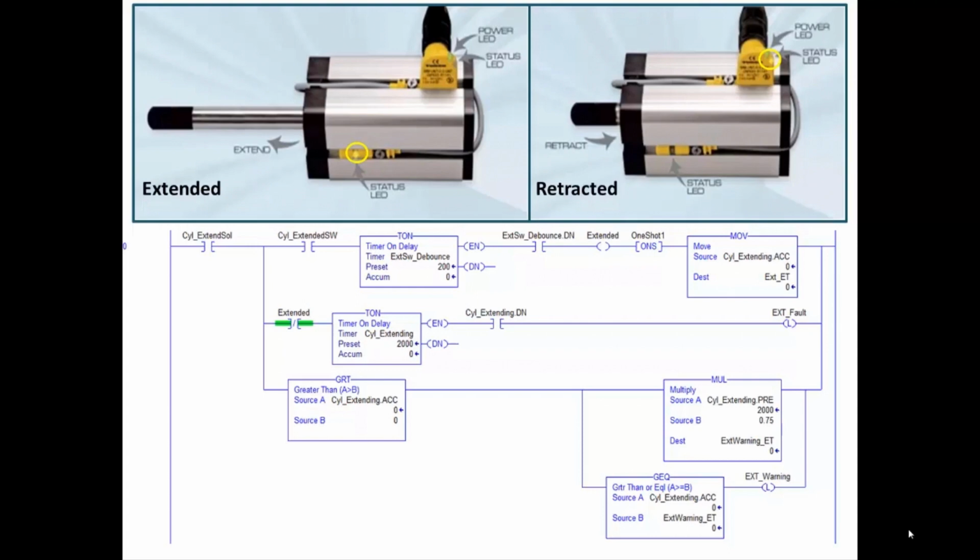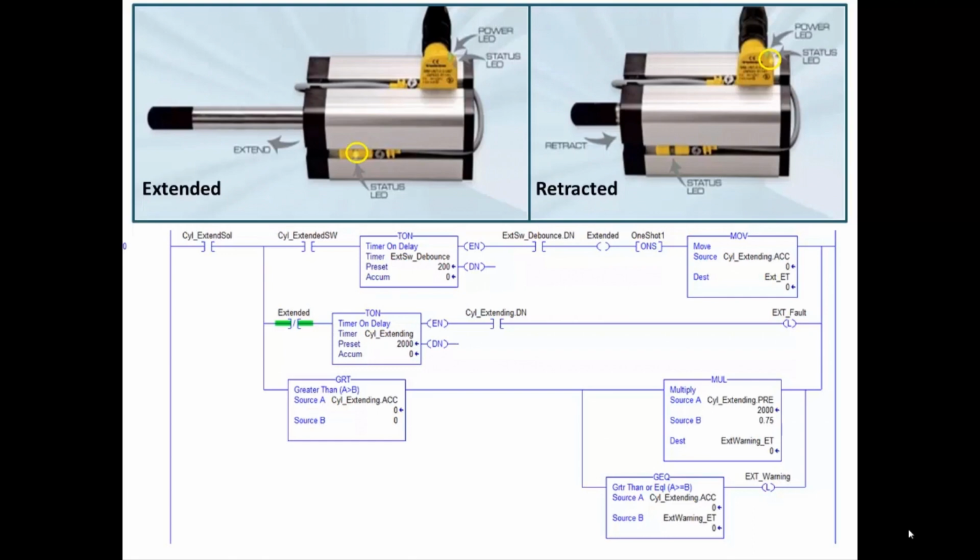So once we turn on the bit that says extended, then we one-shot the move instruction, which grabs the accumulated value, because that TON, extend switch debounce, has not seen a false transition yet. So the accumulated value is still there. So we one-shot, we capture that accumulated value and put it in another register called extend ET, elapsed time for extending.